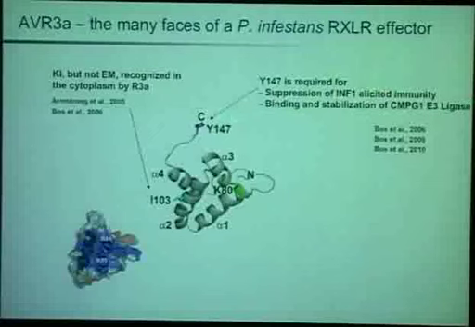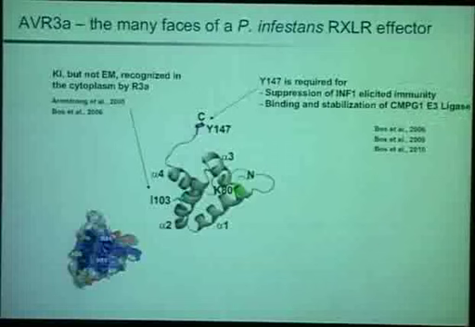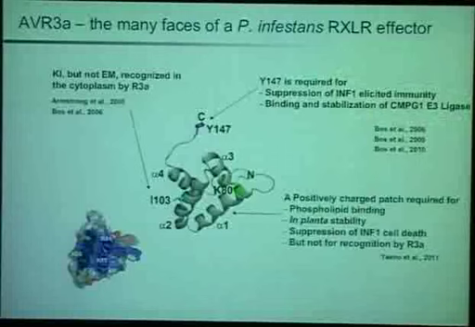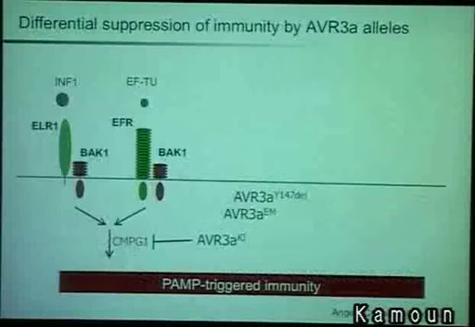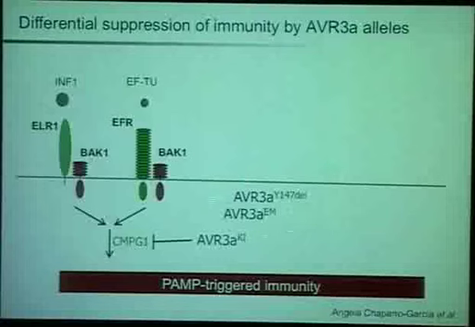And this is dependent on the binding of AVR3A to an E3 ligase called CMPG1, which is required for the plant immune response, or the response at least to the INF1 protein. And then there's a third activity of AVR3A, which is binding phospholipids through a positively charged pocket here. And this is also important for the suppression of immunity, but not the recognition by the immune receptor. So there's a number of different activities for AVR3A. We know that these are dependent on CMPG1, and particularly the suppression of some immune pathways. But there are other alleles and mutants of AVR3A that don't do this.